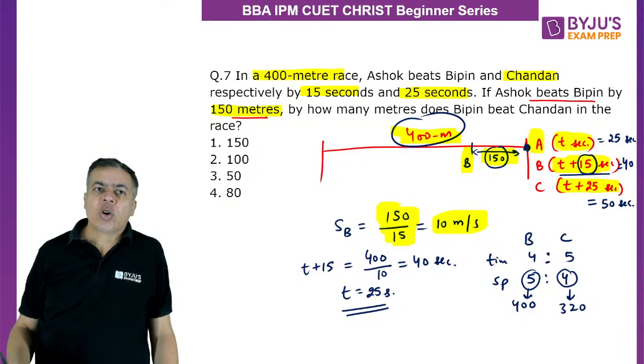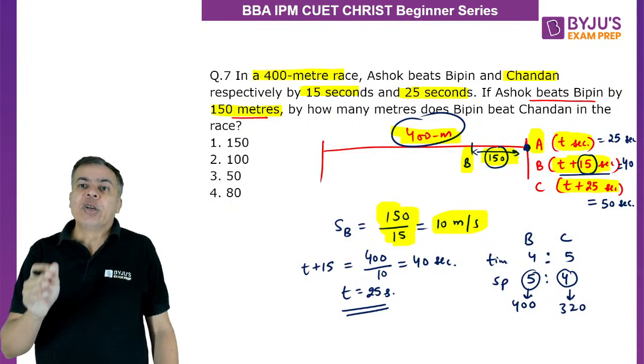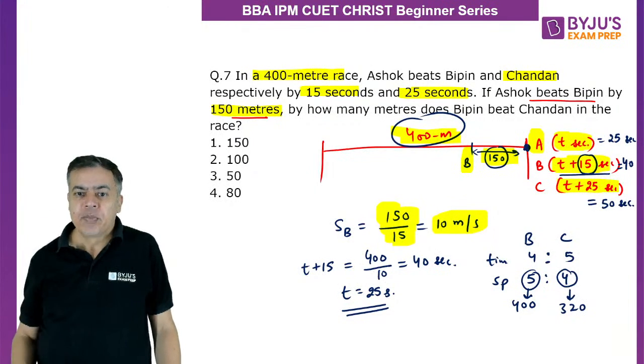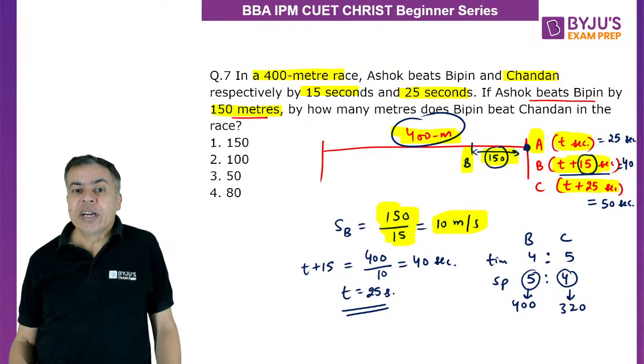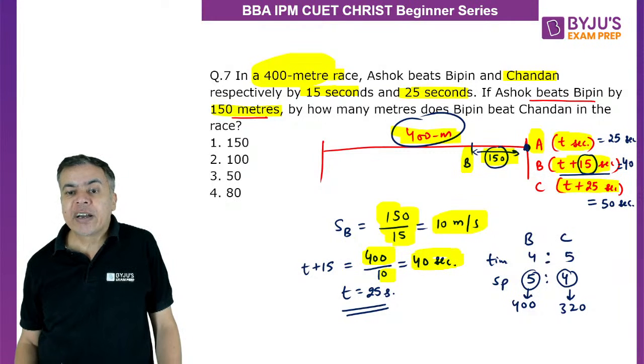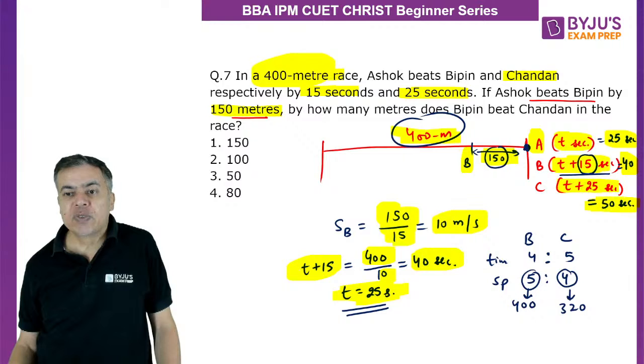It's okay, you can ask the question. I'm explaining it again, but whatever you are not getting, you can ask. Now 10 meter per second is the speed and the total distance is 400 meter, so distance divided by speed is the time taken. The time taken by B we have taken as T plus 15, that means T is 25 seconds. So I got the time taken of all: T is 25, T plus 15 is 40, T plus 25 is 50.